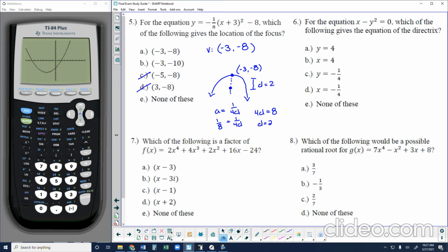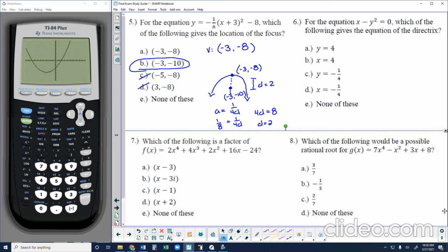So this focus is going to be 2 units below the vertex. So if the vertex is at (-3, -8), I'm going to move down 2 units, and so this would be a change on the y. This would be at (-3, -10). So our answer here is B.